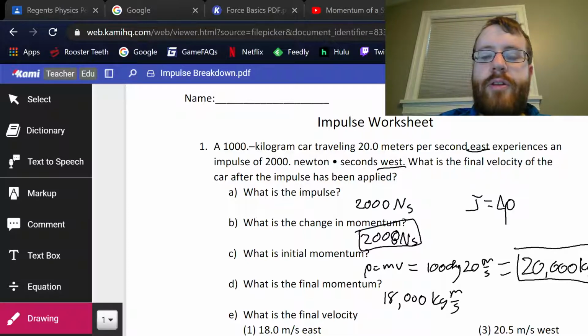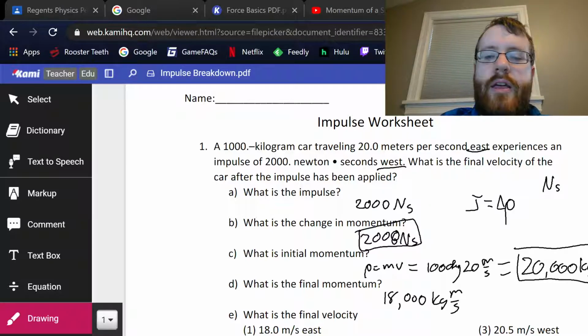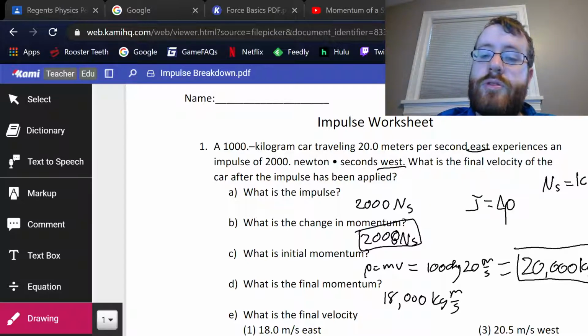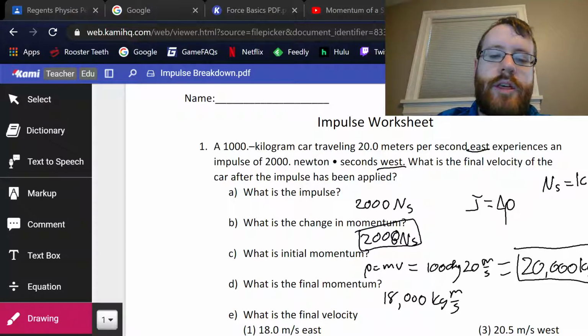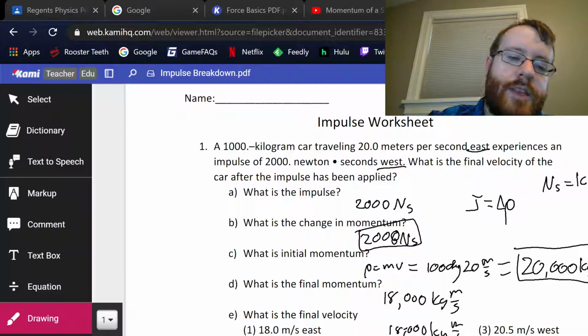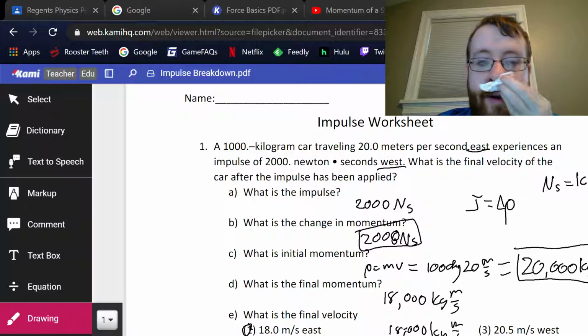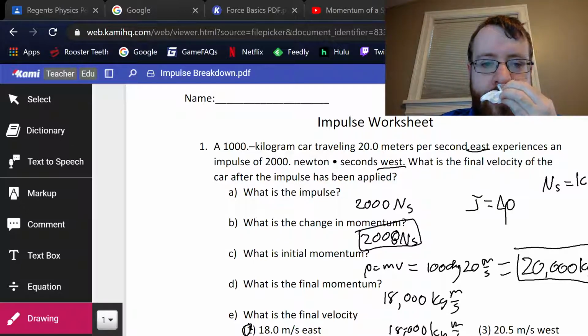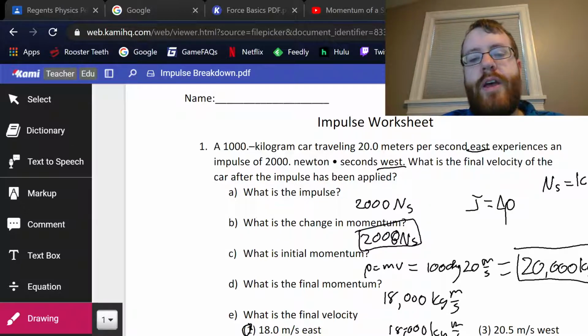Now, how am I able to deal with that with the units? Well, it's important to know that a Newton second is equal to a kilogram meter per second. So we get 18,000, and then eventually to find the final velocity, we just take that 18,000 and we divide it by the 1,000, the mass of the car, to give us 18, and it should keep on moving to the east. Yes, that makes sense. So basically we have a car that was moving, something hit it which slowed it down a little bit, and then it kept on moving right afterwards.